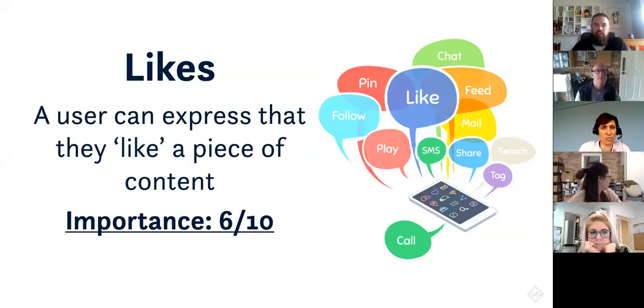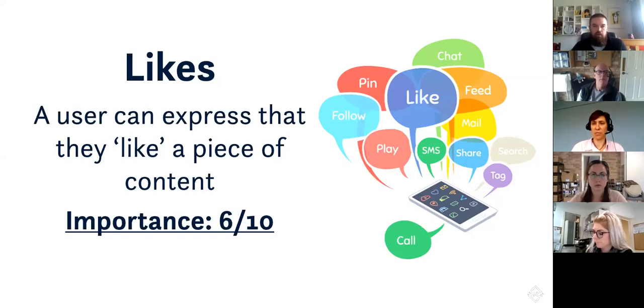So likes. A user can express that they like a piece of content. Most people would be familiar with this. It's the go-to reaction on, say, Facebook and Instagram. The importance I put at 6 out of 10. It's important in the fact that likes, especially on Facebook, really help promote your content in the Facebook algorithm. If a friend of yours, say, or a follower of your Facebook business page likes a piece of your content, there's a 20% chance that their friends will then see that same post, and so on and so on. So it is important to get the reach up and the potential for engagements, but it's not the be all and end all.